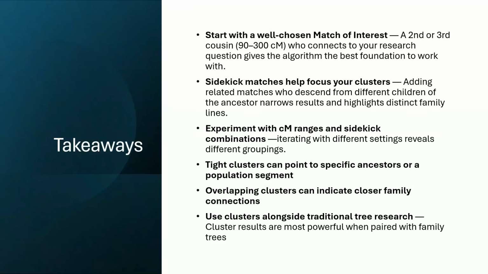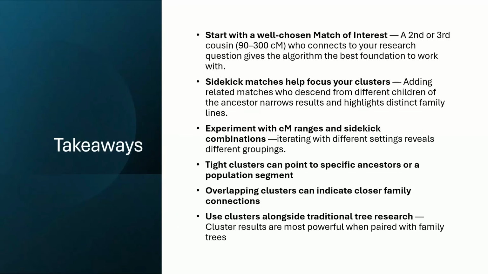Then overlapping clusters can indicate closer family connections. So you might have second or third cousins that overlap with a cluster that's further back, and that can tell you which line that cluster is on in the family. And probably the biggest takeaway is to use clusters alongside traditional tree research, because cluster results are most powerful when you can pair them with family trees and figure out common surnames, common locations, and common ancestors.